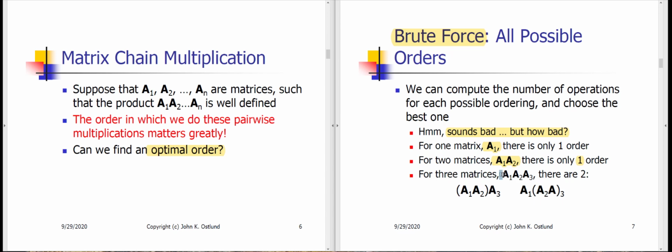If we have 3 matrices, though, now we have 2 different possible ways of doing it. We can either multiply A1 times A2 first, and then multiply that product A1, A2 times A3, or we can multiply A2, A3 first, and I just noticed I have a clever typo there. It doesn't matter that much. All right, so we're going to multiply A2 times A3 first, and then multiply A1 times the product of A2 and A3.